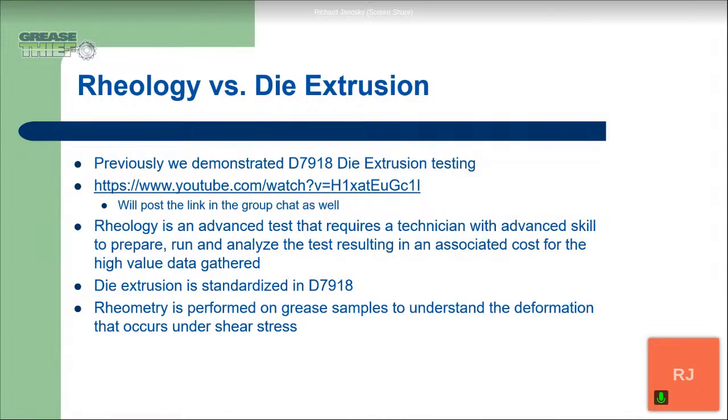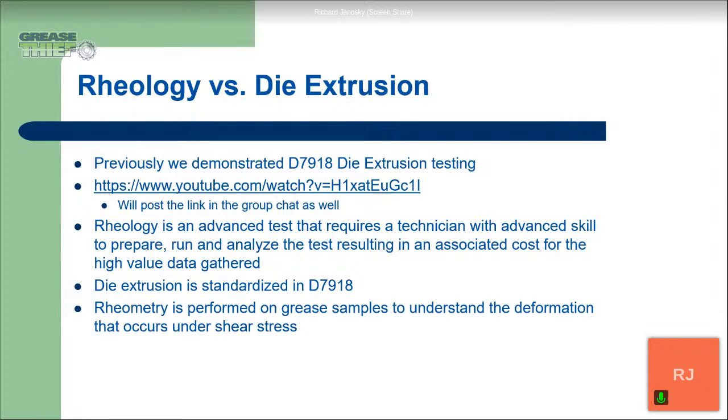But rheology is an advanced test that requires a technician with advanced skill to prepare, run, and then analyze the testing results, and there are associated costs for that high value data gathered. Die extrusion is standardized in D7918, and it's able to be run by more technicians and requires less training to run the testing. It's also going to be a much quicker test. So rheology for a sample is going to take about an hour to run the tests, and then there will be the analysis time to interpret the results. For die extrusion, you're going to get those results and be able to interpret them in just a few minutes.